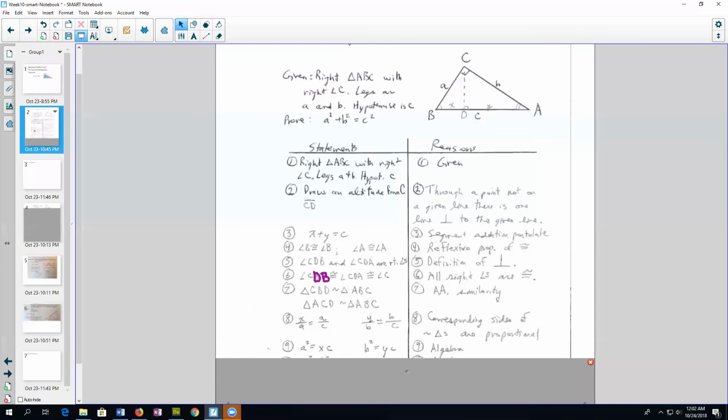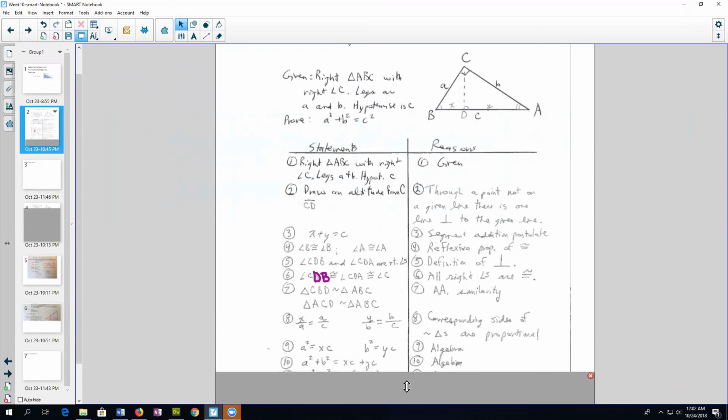Now we're going to be doing a bunch of algebra. Cross multiply, we get a squared equals xc and b squared equals yc. And maybe you can pause the video and anticipate what we're going to do with these two equations. Once again, keeping our eye on the prize.